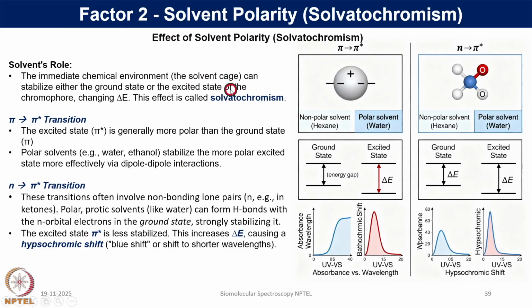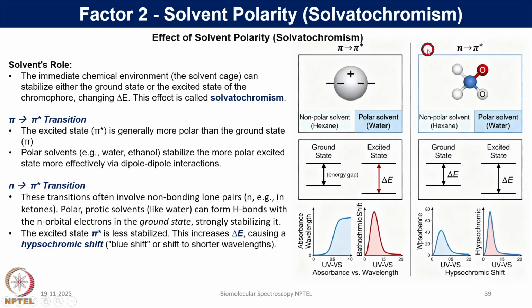The solvent cage can stabilize either the ground state or the excited state of the chromophore, and that leads to a change in delta E. If it is stabilizing one of those, our delta E can change. For example, in a non-polar solvent like hexane, this is the energy gap. In a polar solvent like water, the excited state and ground state move apart, and that is how you get a larger delta E.